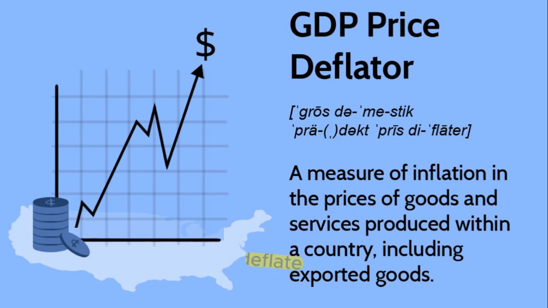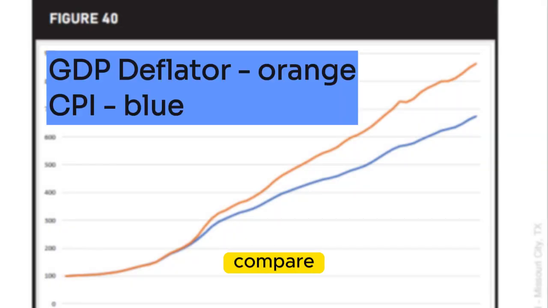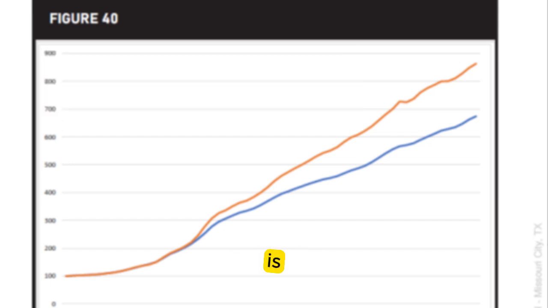Yes, there's the GDP deflator, which is derived from the relationship between real and nominal GDP. Figure 40 shows how the CPI and the GDP deflator compare. They generally move together, but there are some differences. Right, the GDP deflator looks a bit smoother, less volatile than the CPI. Is that because of those weighting differences you mentioned earlier?